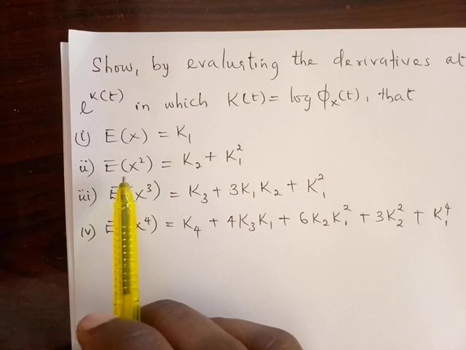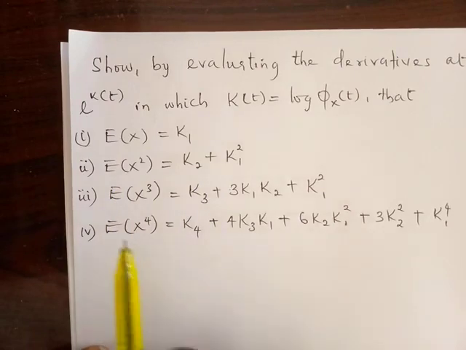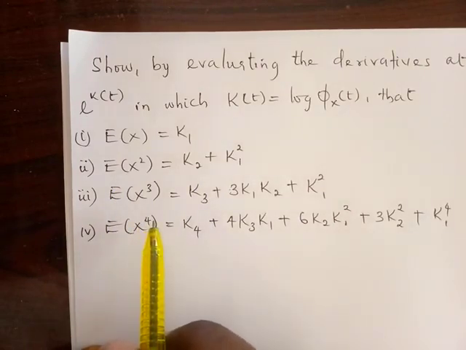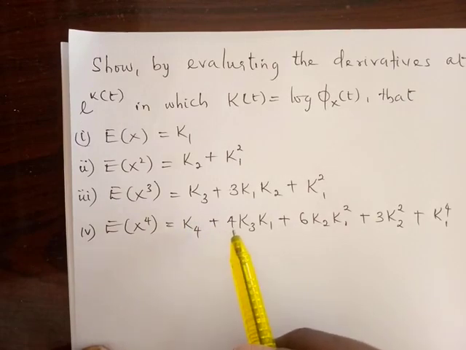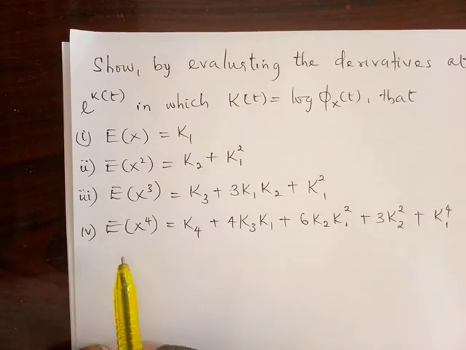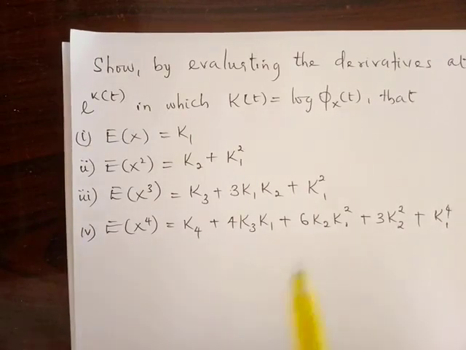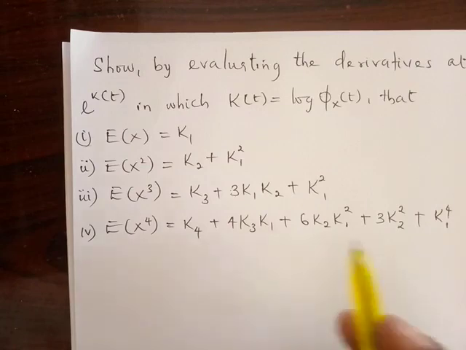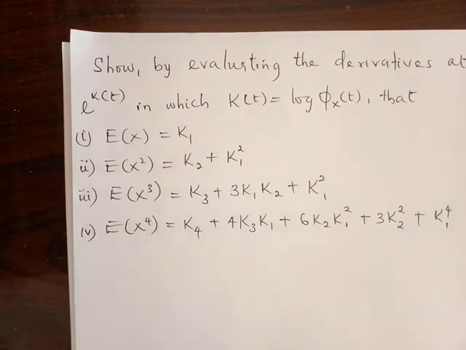Then expected value of X squared is equal to k2 plus k1 squared. Expected value of X cubed is equal to k3 plus 3 k1 k2 plus k1 squared. Then finally, expectation of X raised to the power of 4 is equal to k4 plus 4 k3 k1 plus 6 k2 k1 squared plus 3 k2 squared plus k1 raised to the power of 4.